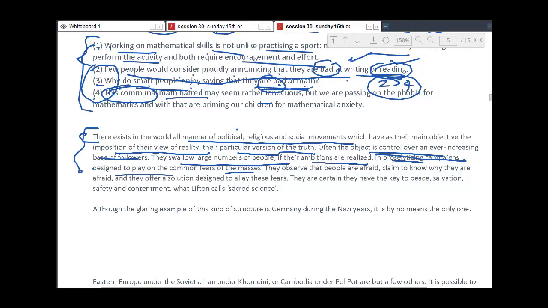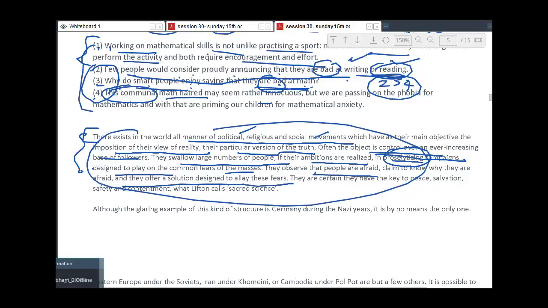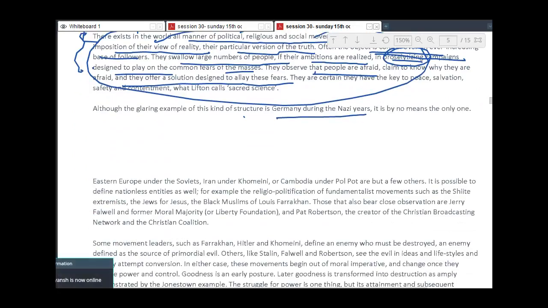That there are vast numbers of political movements that absorb a good number of people. Whether I know the meaning of proselytizing, I should not care about it, because I can't go to the dictionary and start finding the word. They observe that people are afraid, claim to know why they are afraid, and offer a solution designed to allay these fears. So basically, there are lots and lots of movements that suck people in by luring them. Although the glaring example of this kind of structure is Nazi Germany, it is by no means the only one. There have been many more examples.